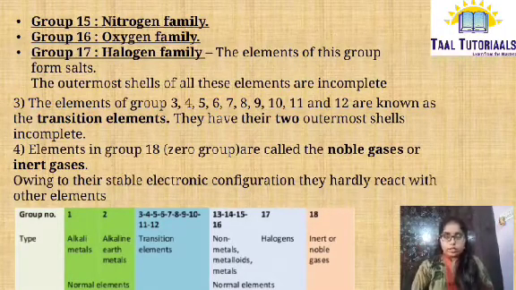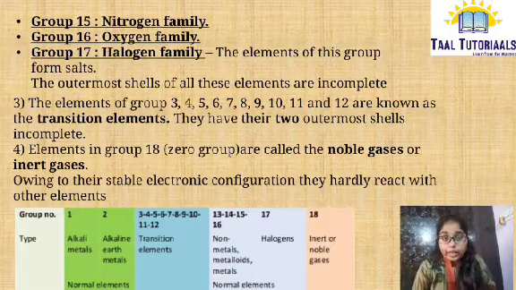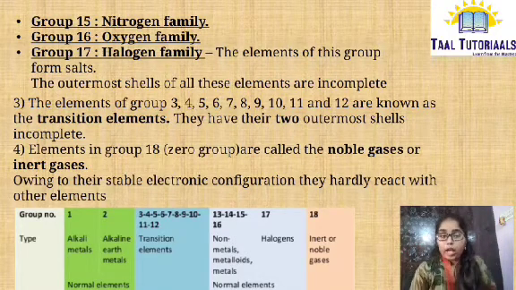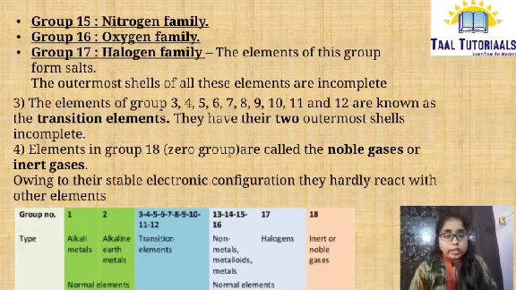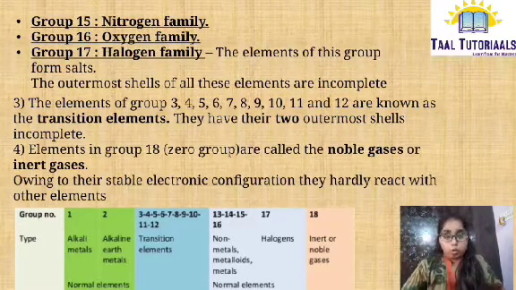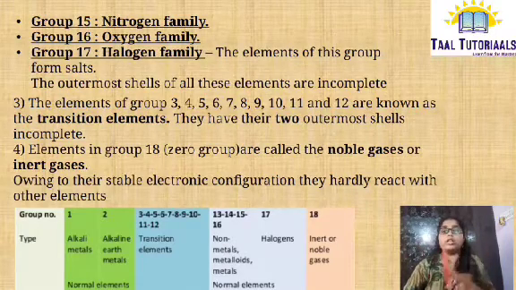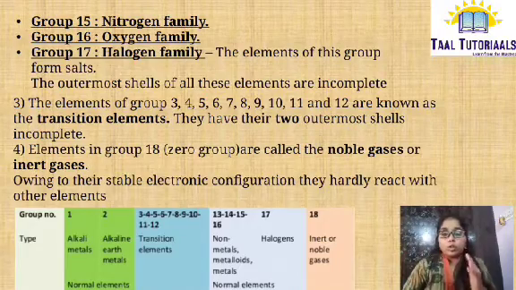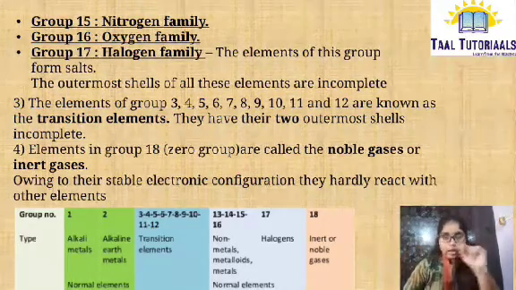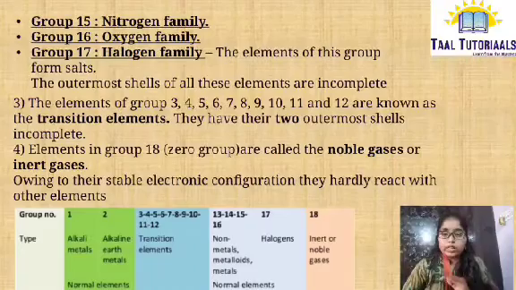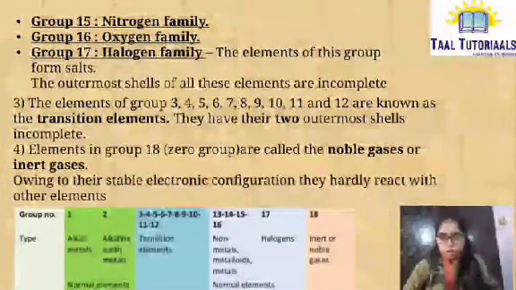Now next, elements in group 18, the last group, are known as noble gases or inert gases. Sometimes they are known as the zero group also. Why? Because their outermost shell is always complete. They have a stable electronic configuration. Their electronic configuration will always be stable. They will not change at all.